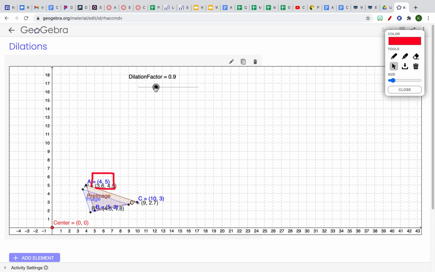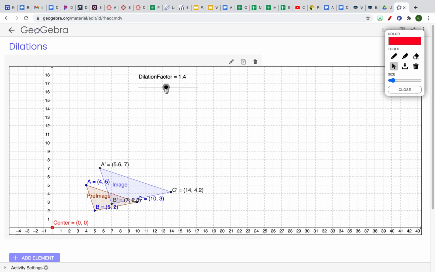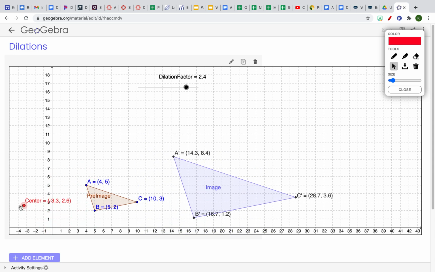If the number is less than 1, you're going to still do the same thing. You're just going to multiply by a decimal, and it will give you the new coordinates. But also keep in mind that if it's less than 1, the image is getting closer to the center and is getting smaller. If it is greater than 1, it is moving away from the center of dilation. And so if I move the center of dilation, my other image moves, because remember what we've done is just connect lines from the center to each of our images.